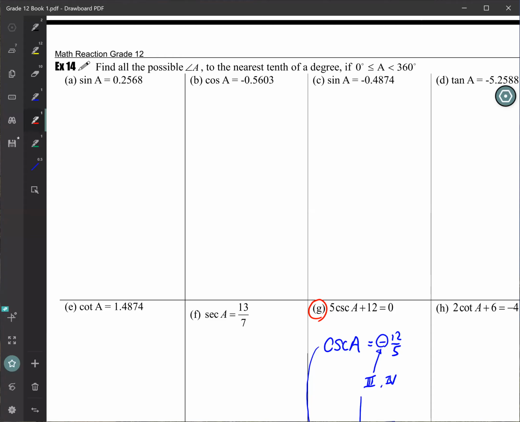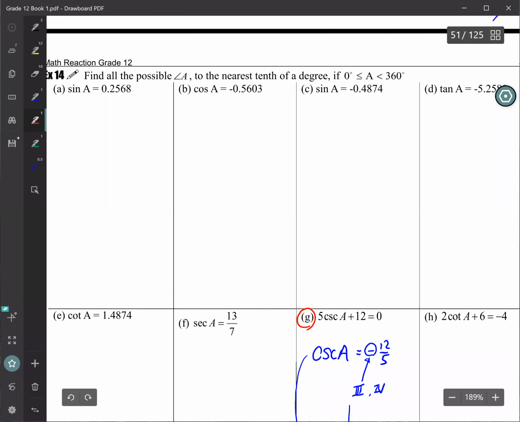Are we finding angle in degree or radian? I'm finding the angle in degree. How do you know? It says in the question. Say that one more time. It says find all possible angles to the nearest tenth of a degree. There you go. Okay, it says it in the question, so make sure you read the question. Find all the angles to the nearest tenth of a degree.